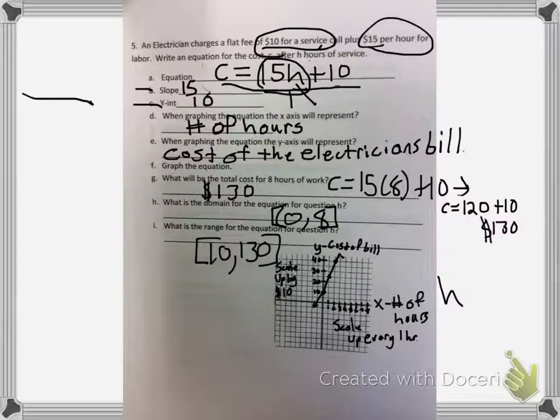When graphing the equation, the y-axis will represent the cost of the electrician's bill. Because that's what C represents, is what you're trying to find, how much the bill is going to cost after a certain amount of hours.